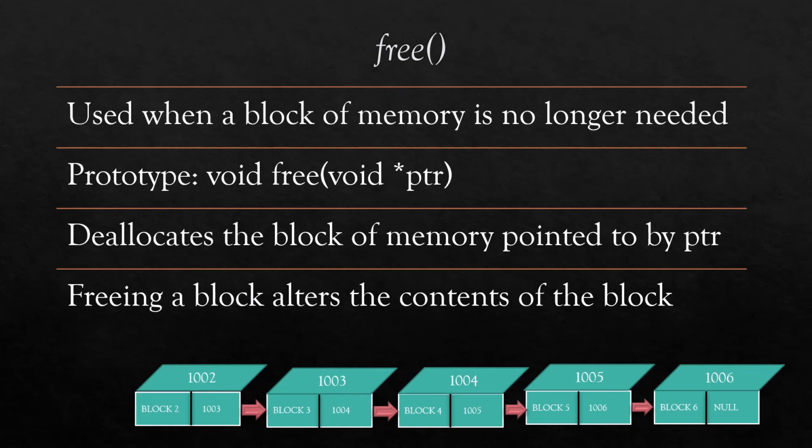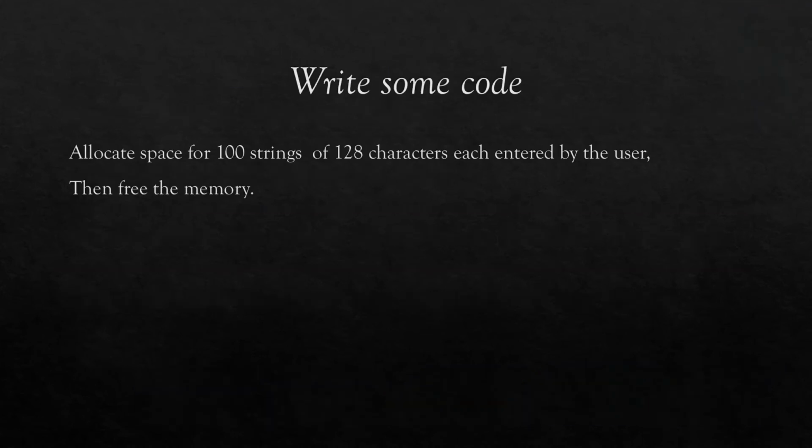Another important point we need to note in terms of the free function is that failure to deallocate or free memory dynamically allocated will lead to memory leaks. Right? And I spoke about this before, where we're allocating memory, but we're not freeing it. Right? Now, allocate space for 100 strings of 128 characters each entered by the user, then free the memory. So we're not going to actually take in 100 strings here. We're just going to do the exercise of allocating the memory and then freeing the memory.